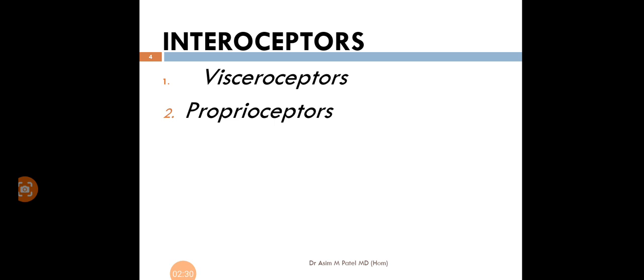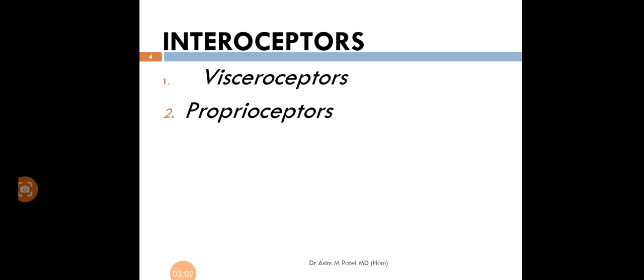Interoceptors are the receptors which give response to the stimuli arising from inside the body. There are two types of interoceptors: visceroreceptors and proprioceptors. Visceroreceptors are the receptors which give response to the stimuli originating from the organs, like stretch receptors and osmoreceptors. All these are examples of visceroreceptors.